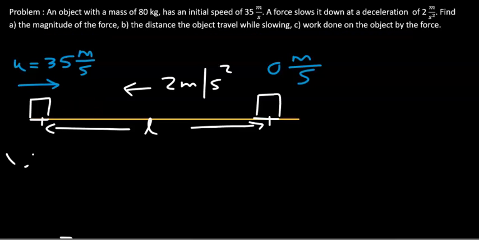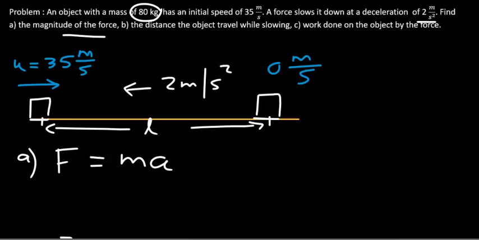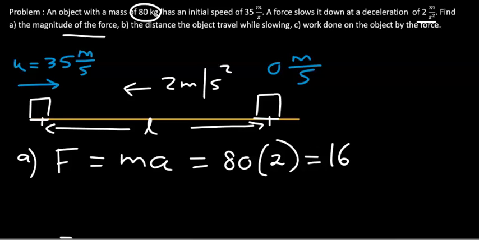Now, part A is straightforward. We want to determine the magnitude of the force that slows it down at a deceleration of 2 meters per second squared. The mass of the object is 80 kg. So, according to Newton's second law, the magnitude of the force is mass times that acceleration. So the mass is 80. Acceleration, or deceleration in this case, is 2 meters per second squared. So you get 160 newtons.